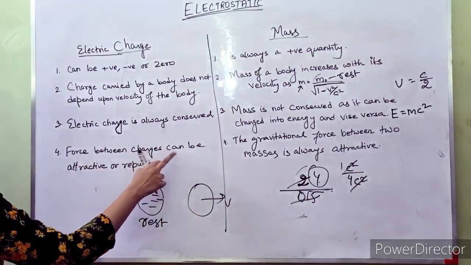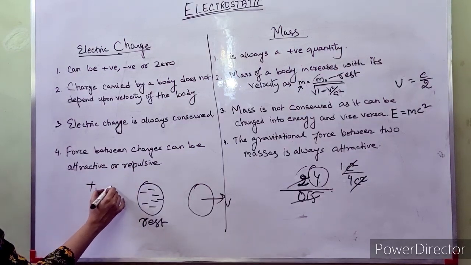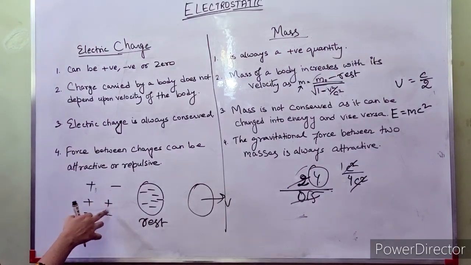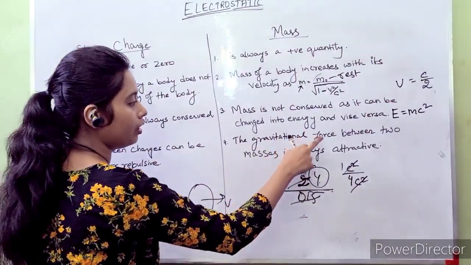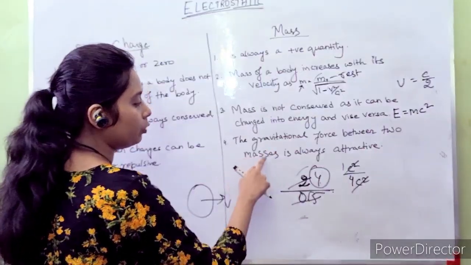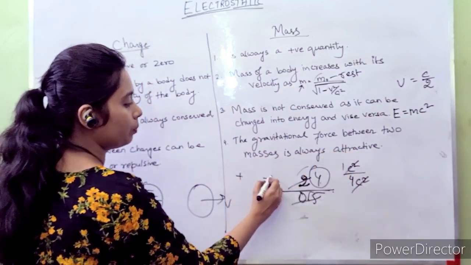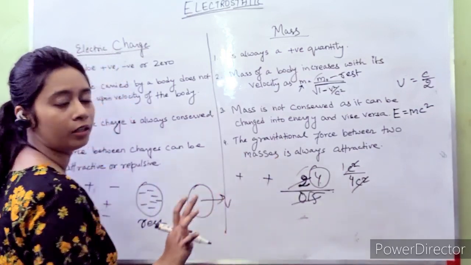Forces between charges can be attractive or repulsive. Like charges repel each other, while plus and minus attract each other. But in case of masses, the gravitational force due to mass is always attractive, because masses are always positive. Negative mass is not found.